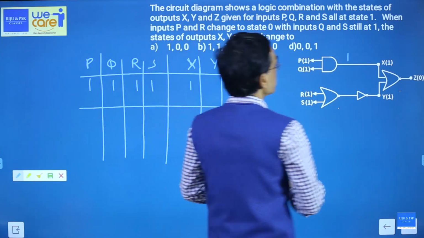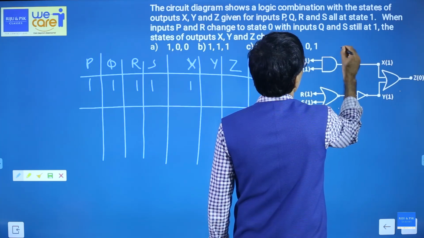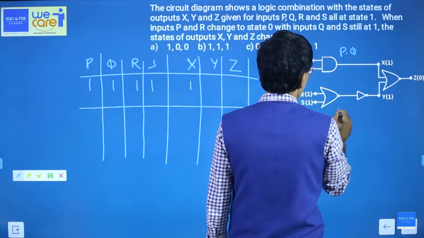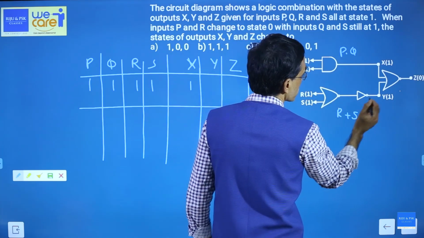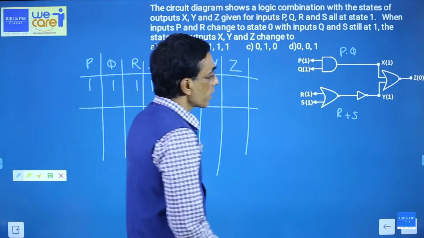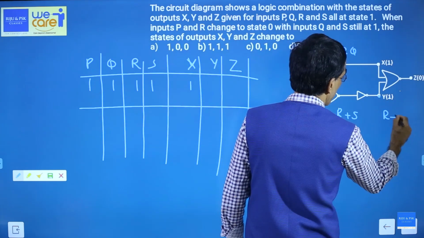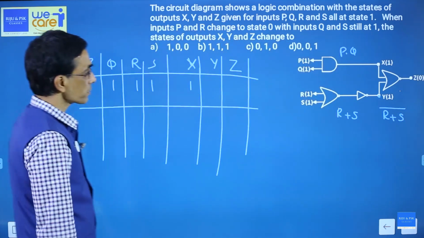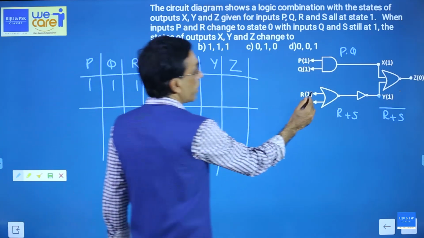Okay, because the output here is actually P dot Q, and the output of the OR gate is R plus S. Now this one here, Y, is actually the complement of R and S, R plus S, complement. Now R and S are 1.